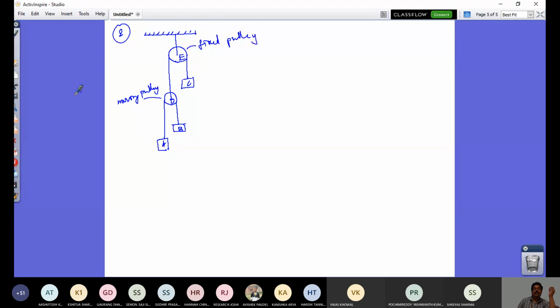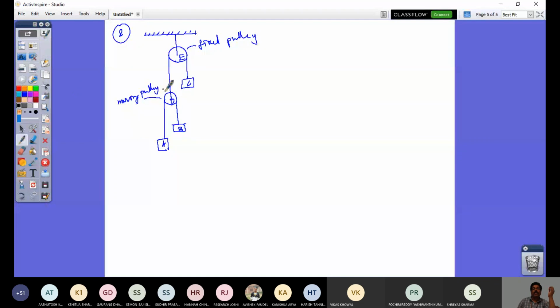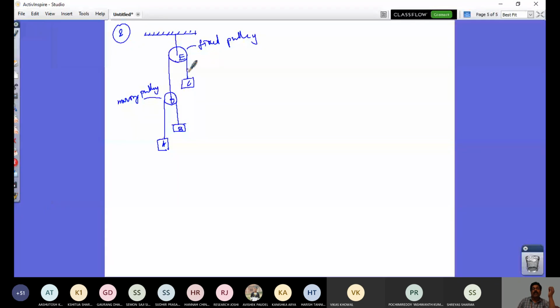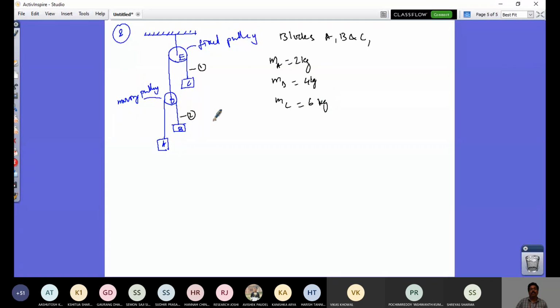This arrangement has two strings. One is string DC, this is string 1, and there is string 2. There are two strings and three blocks A, B, C. You are given the masses of these blocks. Mass of block A is 2 kg. Mass of block B is 4 kg. Mass of block C is 6 kg. So this block is the heaviest.